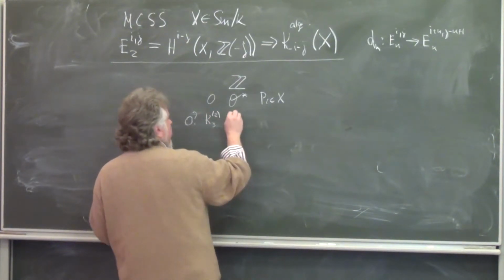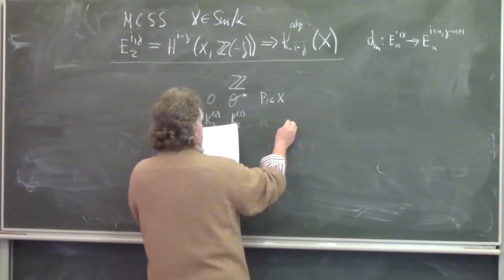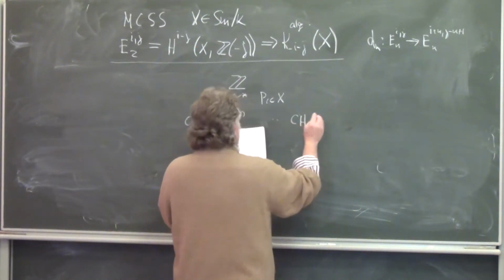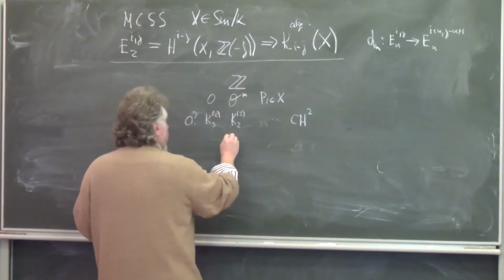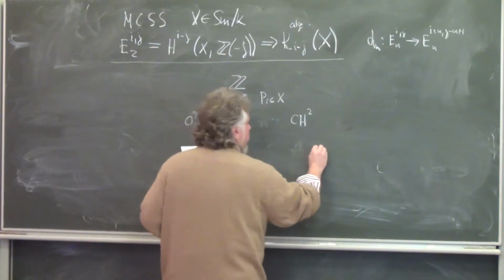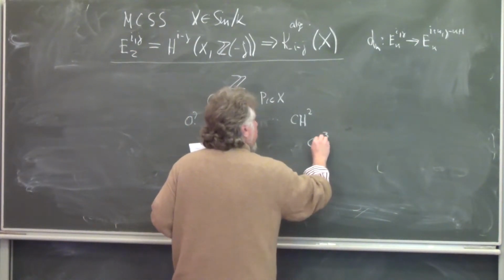Here we have K_3^2, K_2^2. Here we have something. Here we have Chow 2, and so on. Here we have K_3^3. Here we have Chow 3.